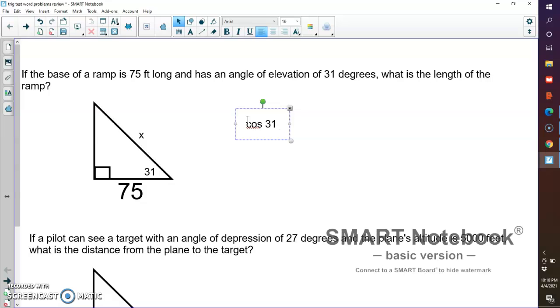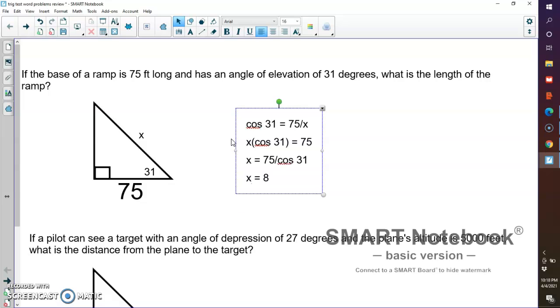Cosine of 31 equals 75 over x. When the variable's in the denominator, it's two steps: we multiply both sides by the denominator, which means the x gets eliminated on the right side. And then we get x equals 75 divided by the cosine of 31. You're responsible for putting that into your calculator. And when you do that, you should get 87.50 as your answer.